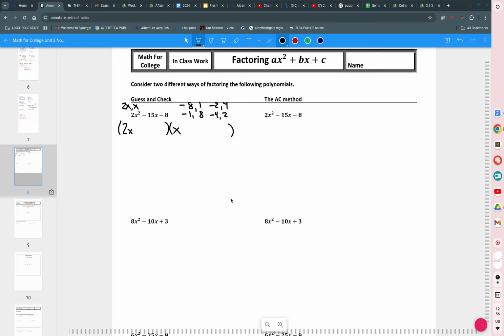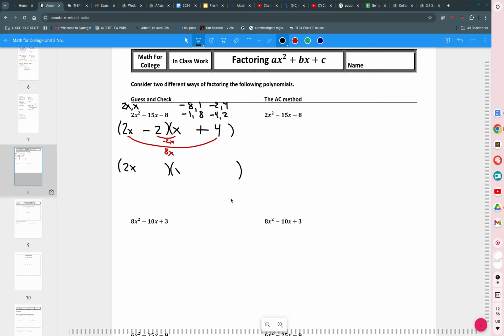So for example, maybe I try a -2 and a +4. Suppose I were to try -2 and +4. The way I check to see if that's correct is I know the first part definitely gives me a 2x squared, and the last part gives me a -8. But what about the inside and the outside? And we did that together, and we saw we got a -2x and a +8x. Does that give me my -15x? Absolutely not.